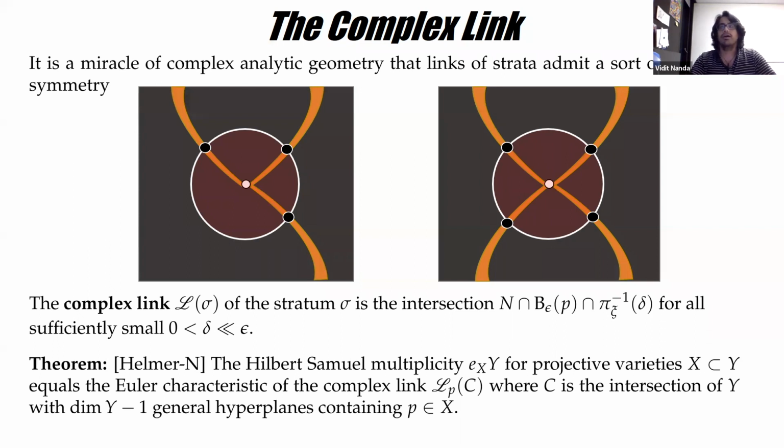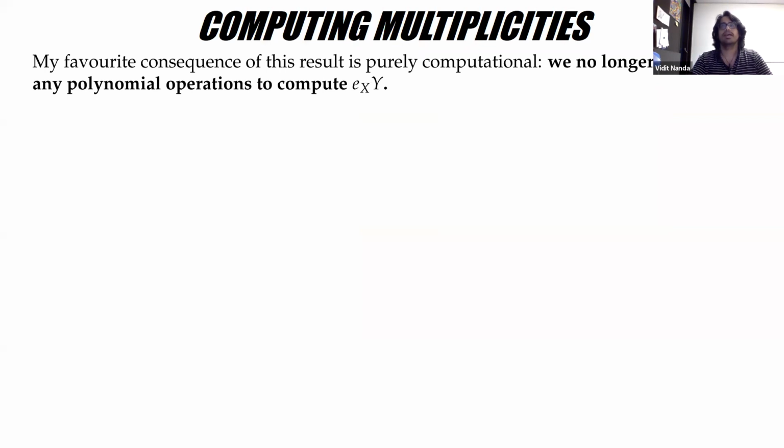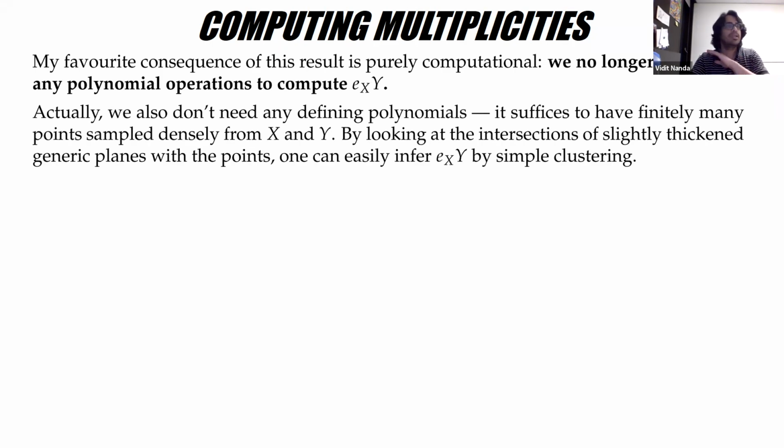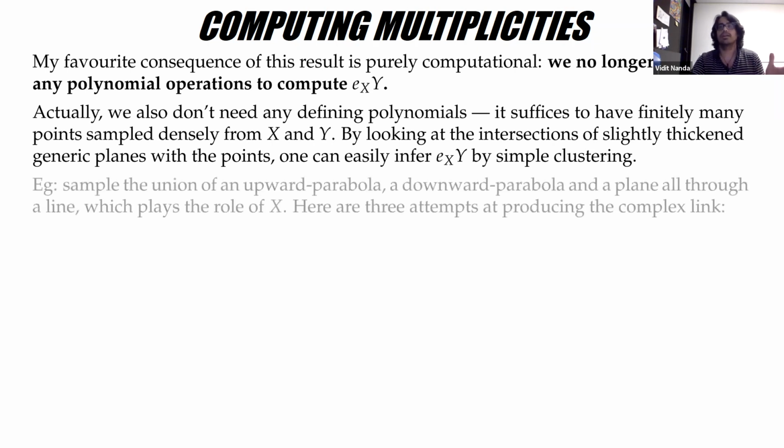Okay, why did we do all of this? What is the point? The point is that if you want to compute EXY, you do not need the equations of X or Y. You can infer this number without doing any Grobner basis, any sort of hardcore elimination. You don't need the defining polynomials. You just need points sampled from X and Y, these two varieties.